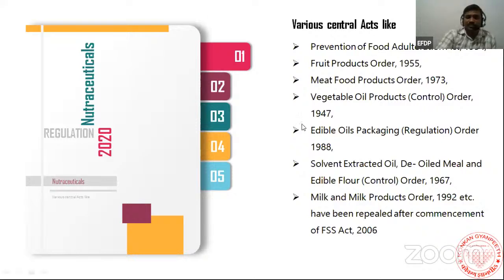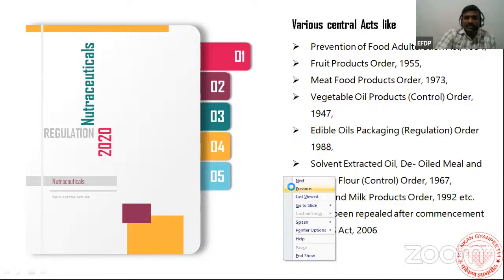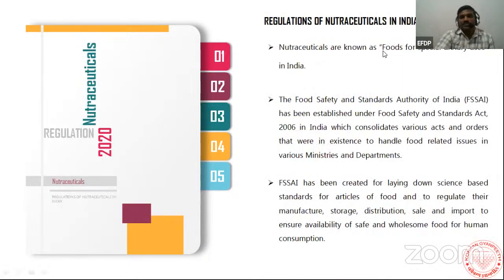But then the FSSAI came in 2006. The regulation of nutraceuticals is under foods for special dietary use in India, under the Food Safety and Standards Authority of India. FSSAI was established in 2006, and it regulates the manufacture, storage, distribution, sale, and import of food to ensure the availability of safe, wholesome food products for human consumption. So likewise, a regulatory body is present in India.